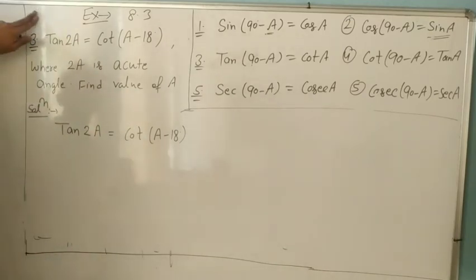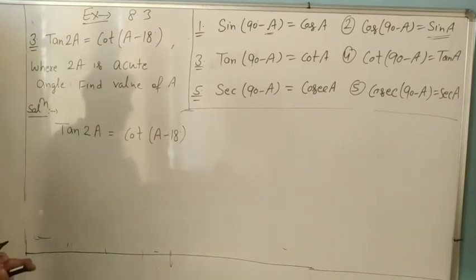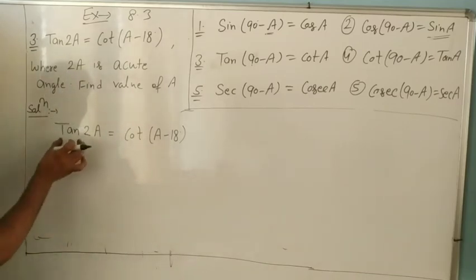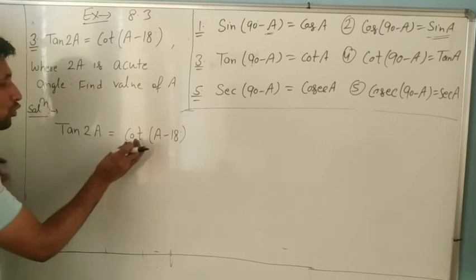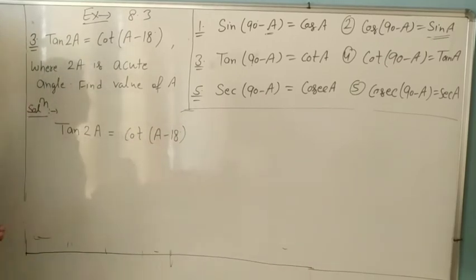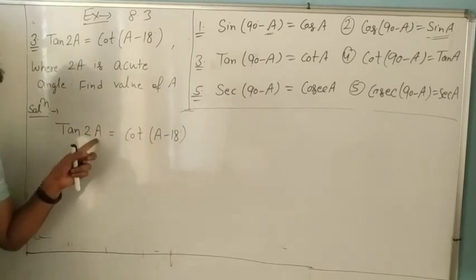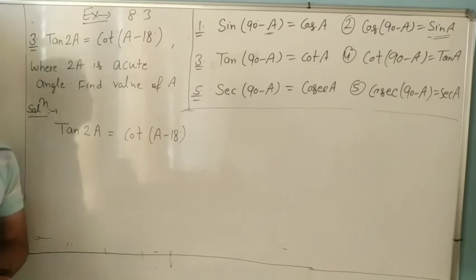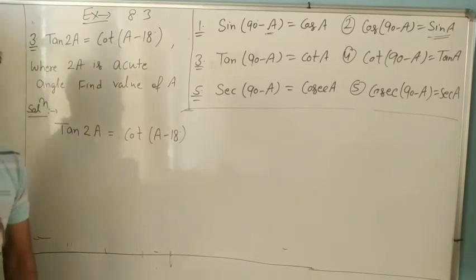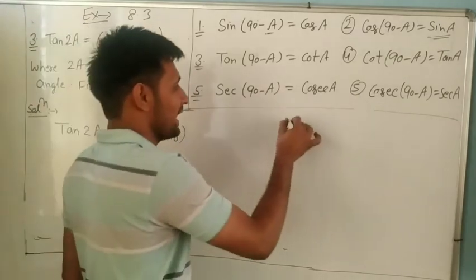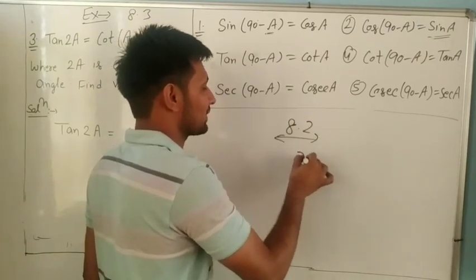Now question number 3. Look here. Now it is given tan 2A equal to cot A minus 18. We have to, what is its meaning, dear, find the value of A. What value we will put in place of A, so that both sides become equal.